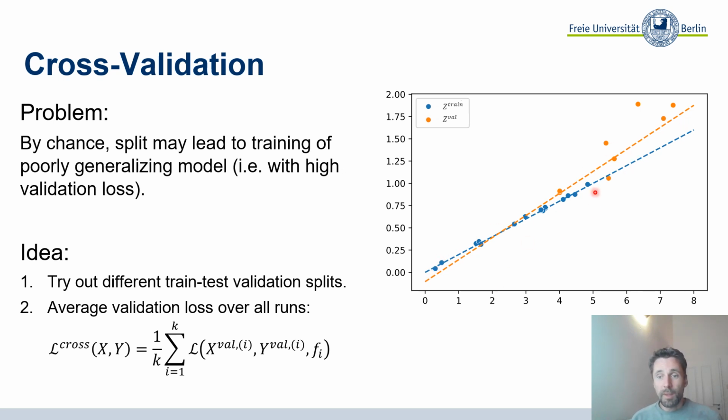And so what we therefore could do is we repeat this split a couple of times with different portions of the data set as validation set and training set. And then we train our models on the train set, and then we see how it performs. But to get an idea of how a model would perform on unseen data, we compute the average loss over all different models and all different validation sets.